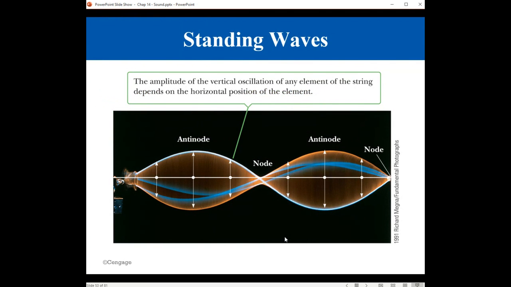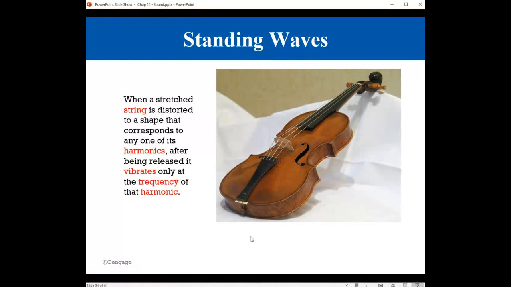This is a nice illustration for standing waves on a string. And as you can see, we have the nodes. This is a node, this is a node, and this is a node. And we have the anti-nodes. And for other parts, the amplitude of the oscillation will be changing between 0 for the node and maximum amplitude for the anti-node. This is how sounds are created.